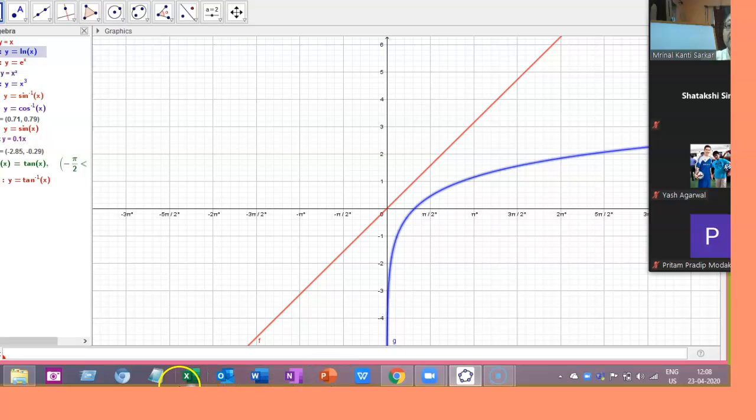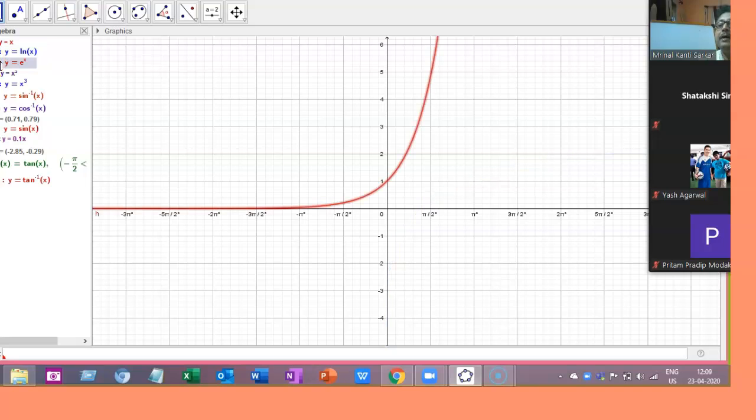Okay. Now I am changing these two functions. I am taking, say, the y equal to e to the power x graph. You all can see that the negative x-axis is the asymptote, and this goes on increasing with the value of x. This is the graph of y equal to e to the power x. This is the mirror image of log x, isn't it? This graph is the mirror image of log x.